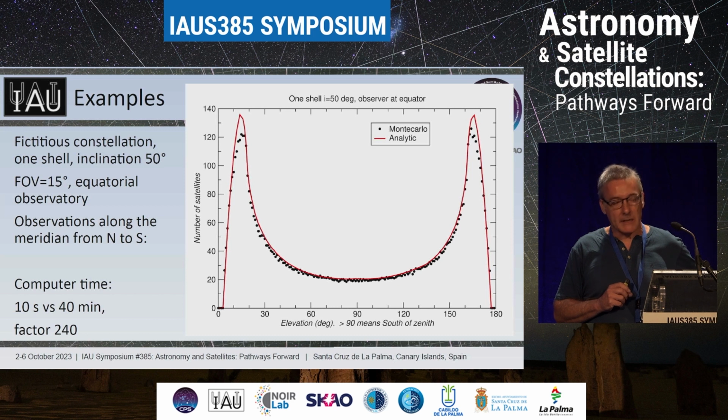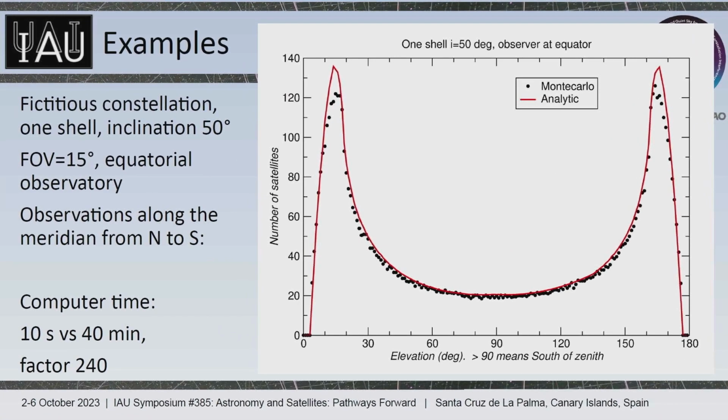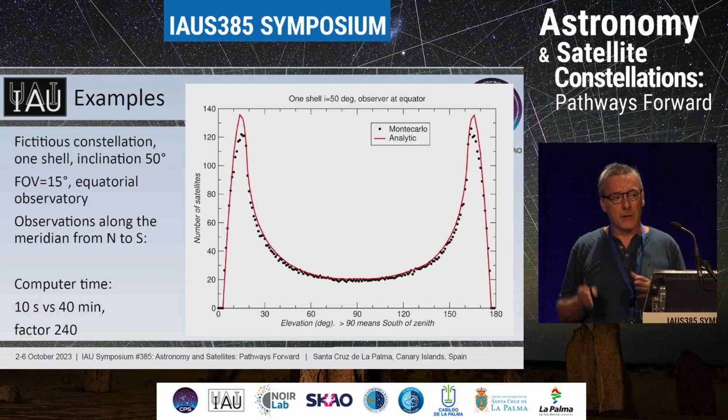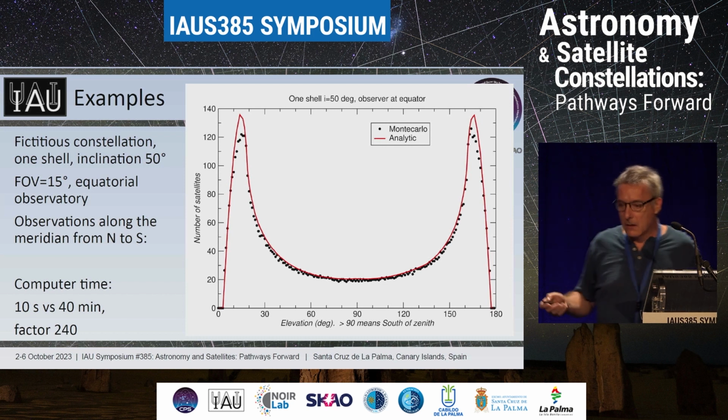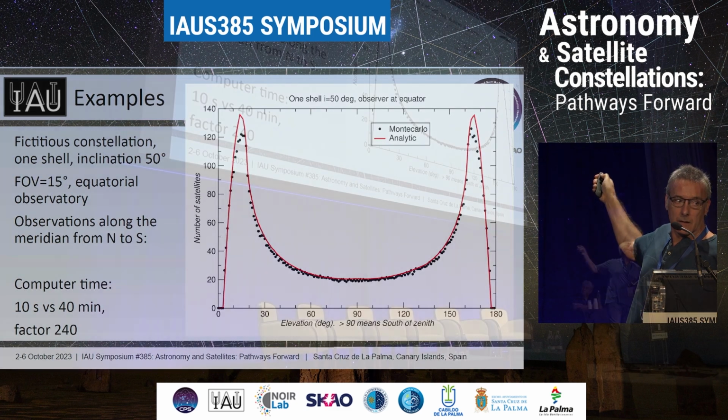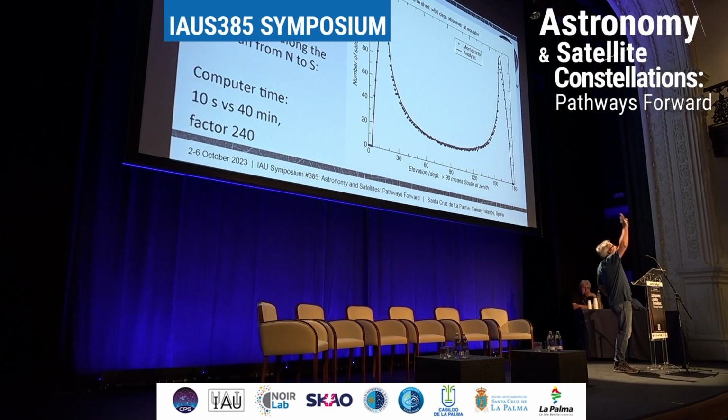I will show you some examples. Here you have only one shell, a constellation made up from only one shell at inclination 50 degrees. And the field of view is 15 degrees, so it is a wide field of view. We are looking at the meridian from an equatorial observatory, from the horizon to the zenith, and back to the horizon, the other way around. So we are looking from the north to the south, counting how many satellites we have.